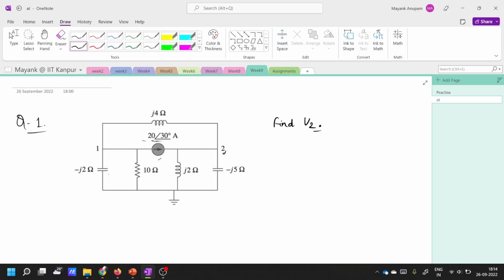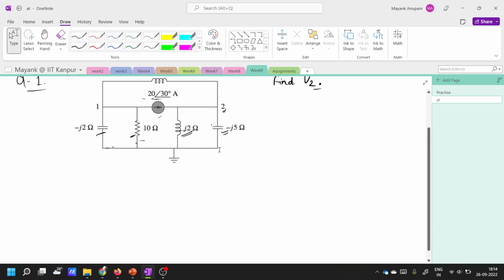Now you can clearly see that this impedance here and this impedance here are in parallel, right? The same can be said about this impedance here and this impedance here. So these two are in parallel, and these two are in parallel. Let's call the parallel combination of minus J2 parallel 10 equal to Z1.